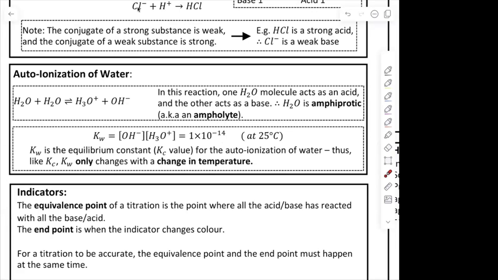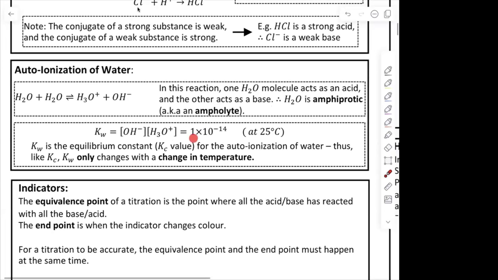And now Kw is what we call the equilibrium constant of the autoionization of water. So the Kc value for that reaction, we call that Kw. Just like Kc, Kw only changes with temperature. And Kw at 25 degrees Celsius will always be this value here, 1 times 10 to the negative 14, right? Very important that it must be at this temperature. If it's not at 25 degrees Celsius, it's not going to be that very same value.